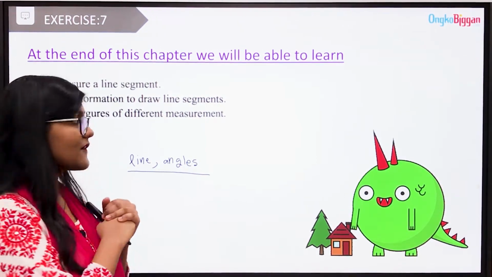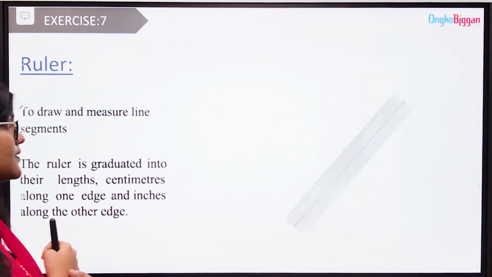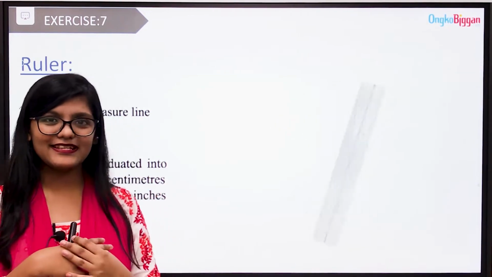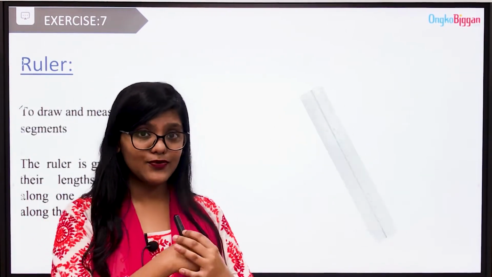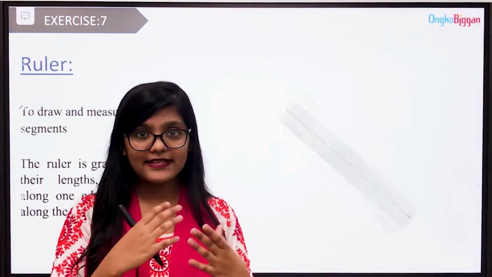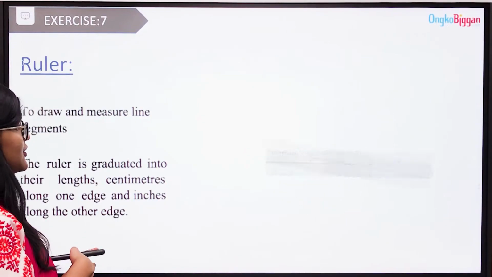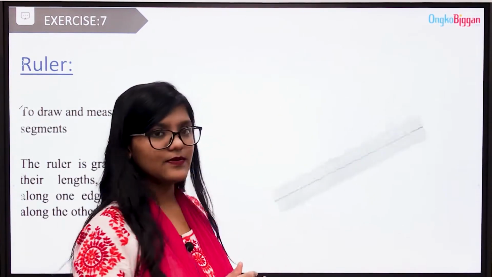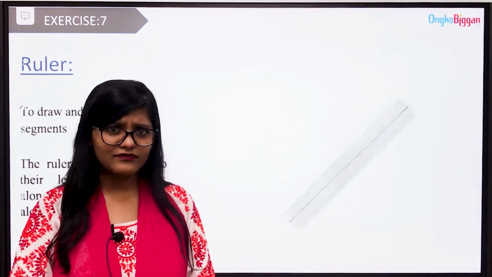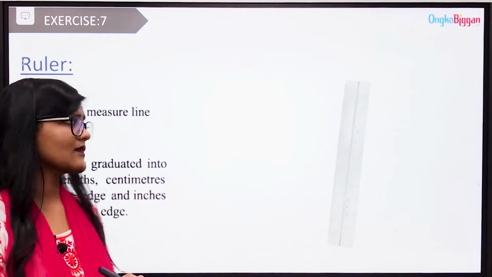So firstly we are going to learn about some basic tools that we usually see in our geometry box. What are the uses and what are the descriptions of these tools? We are going to learn that first. So firstly we are going to start with the scale that comes with our geometry box, that usually is 12 centimeters.